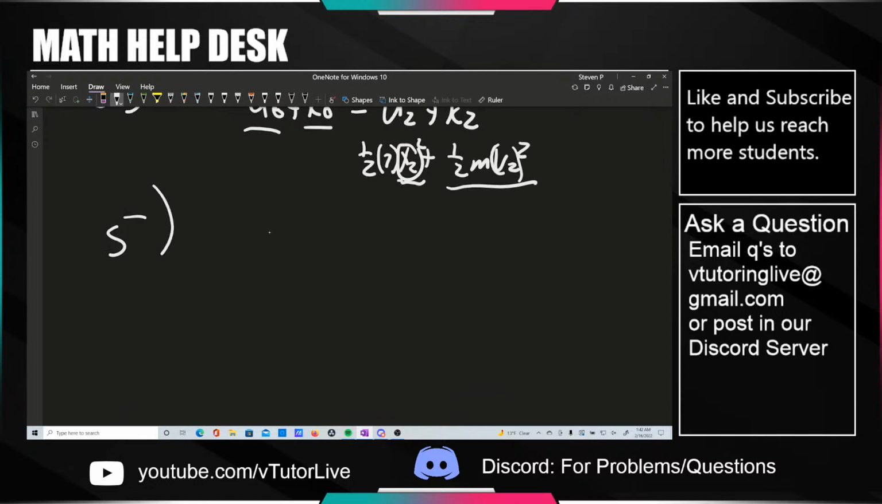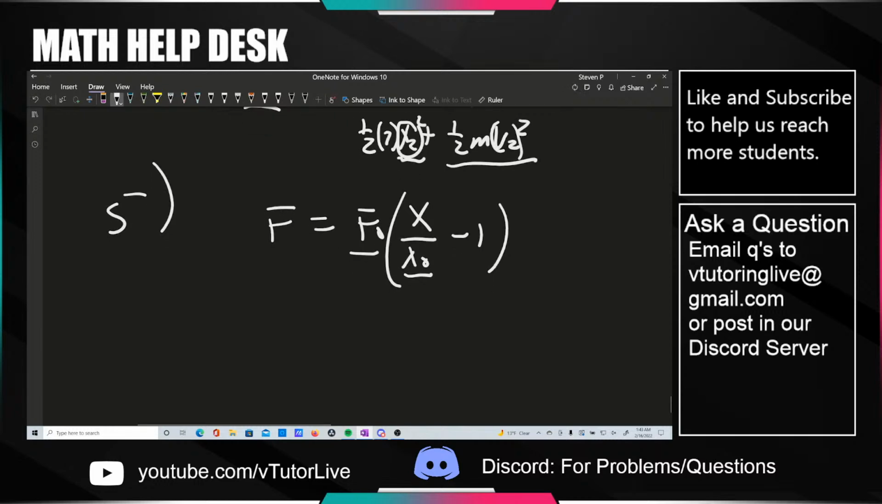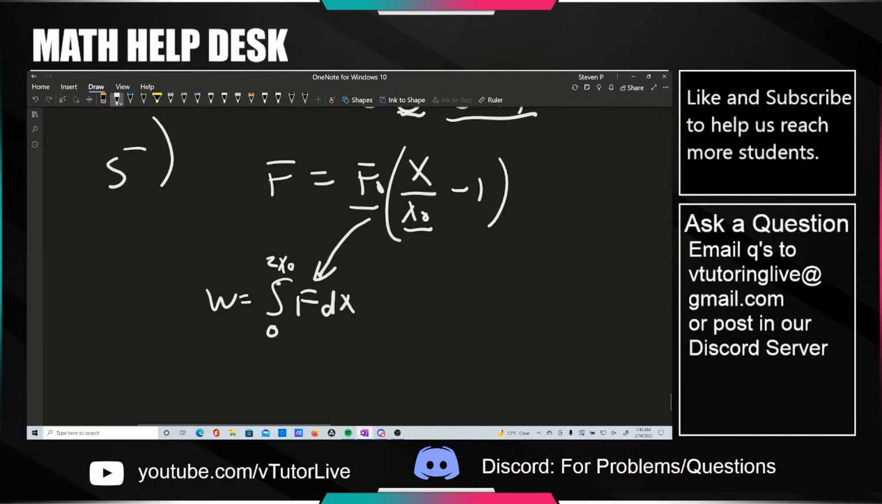The force on a particle is given by F equals F naught times x over x naught minus 1, right? We're given F naught, we're given x naught, and we're asked to find the work done by the force in moving the particle from 0 to 2x naught. This is just an integral. The particle is moving directly along the x-axis, so work is equal to the integral of F dx. Just plug this in and integrate it from 0 to 2x naught. That's really all there is.